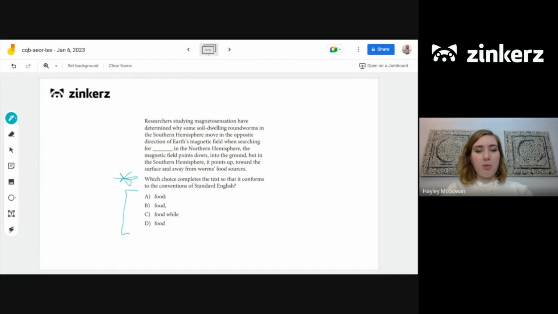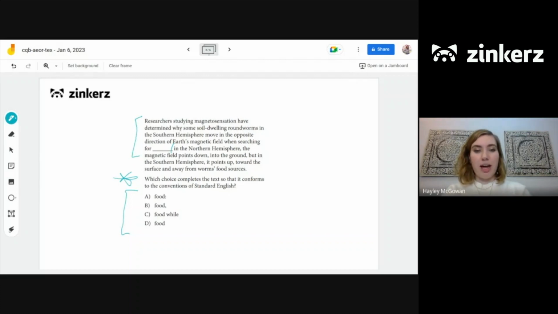So since we do have a couple of options here with some punctuation, we want to think about both what kind of clause comes before the punctuation and what kind of clause comes after. So let's take a look at this break in the passage that happens right here. They have determined why some roundworms in the southern hemisphere move in the opposite direction of Earth's magnetic field when searching for food. All right, so with this clause in the first half, would it be independent or dependent? It's going to be independent. We have a full, complete thought here. We have the subject, we have verbs, we know exactly what's happening. So we have an independent clause before any potential punctuation here.